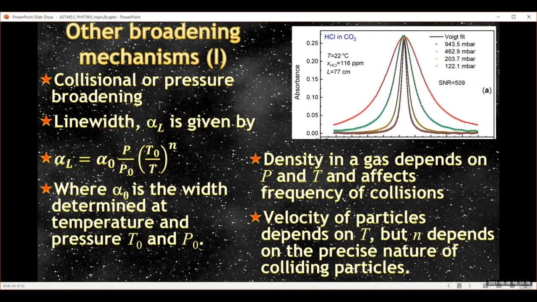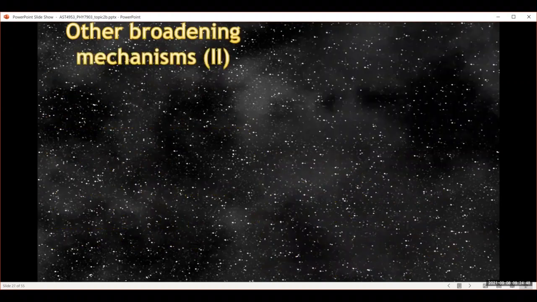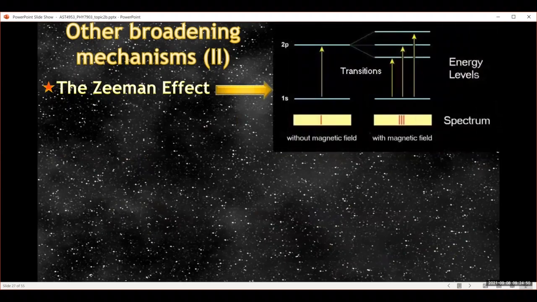For collisional broadening, we use this in stars. We can see that smaller stars are more dense, they have higher pressures at the atmosphere, and so they have fatter lines in their spectra, and this allows us to use the spectrum as a diagnostic of how big stars are. So there are a couple of other broadening mechanisms.